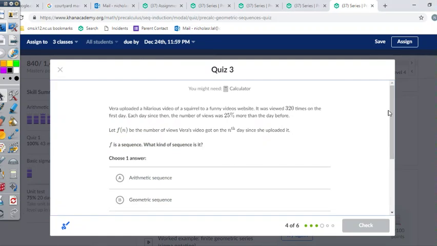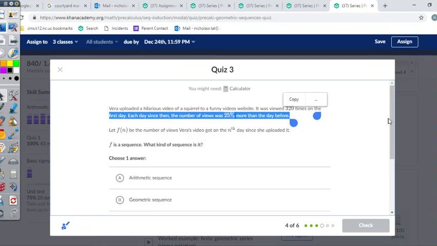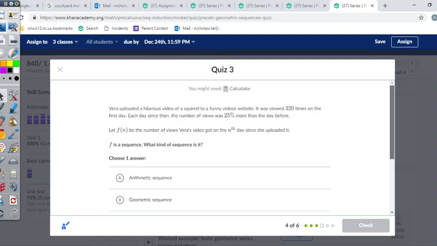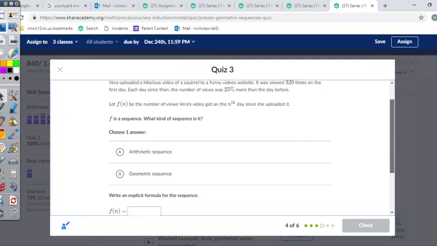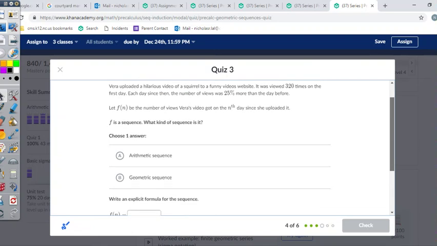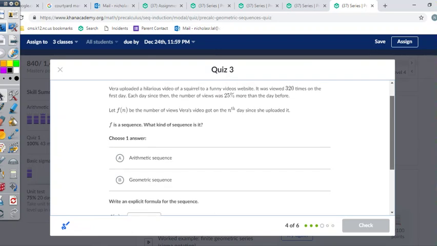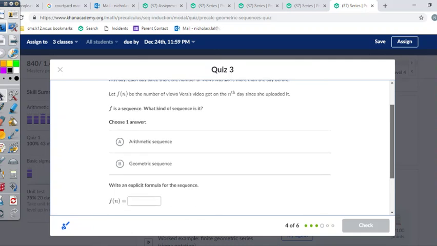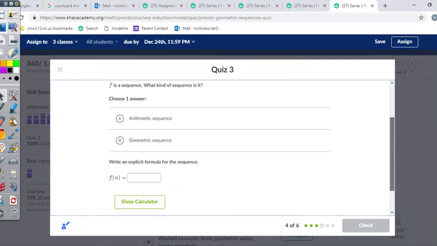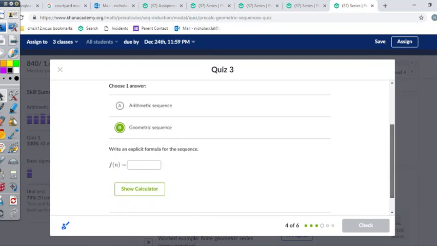Vera uploaded a hilarious video of a squirrel to a Funny Videos website. It is viewed 320 times on the first day. Each day since then, the number of views was equal to 25% more than the day before. All right. What type of sequence is this? This is going to be geometric because you are multiplying each term.